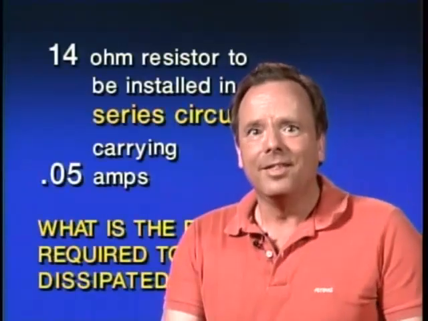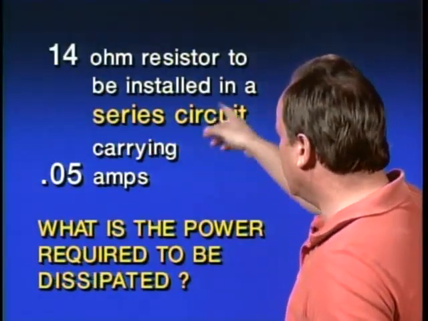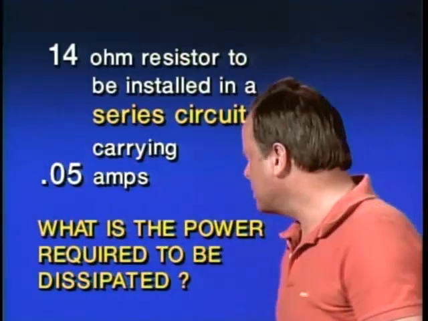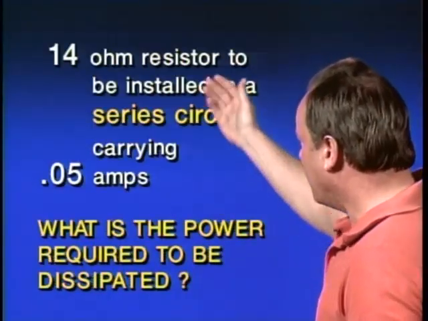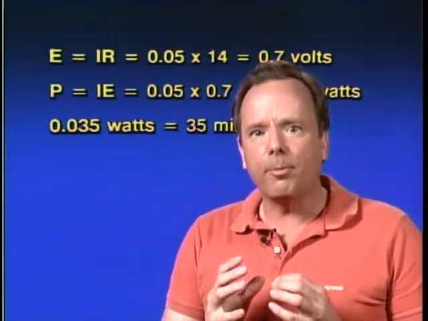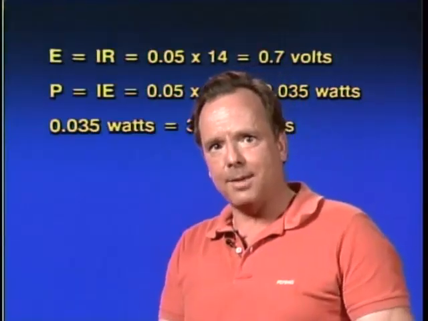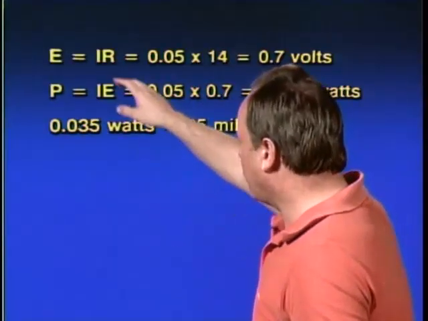Let's do another one. This time they're going to say you have a 14 ohm resistor to be installed in a series circuit carrying 0.05 amps. Now the question is, what is the power required to be dissipated by that resistor? All right, let's take a look at it. First of all, we want to know how many volts are in the circuit before we can multiply volts times amps to get watts. All right, to find out how many volts are in the circuit, you use this formula.